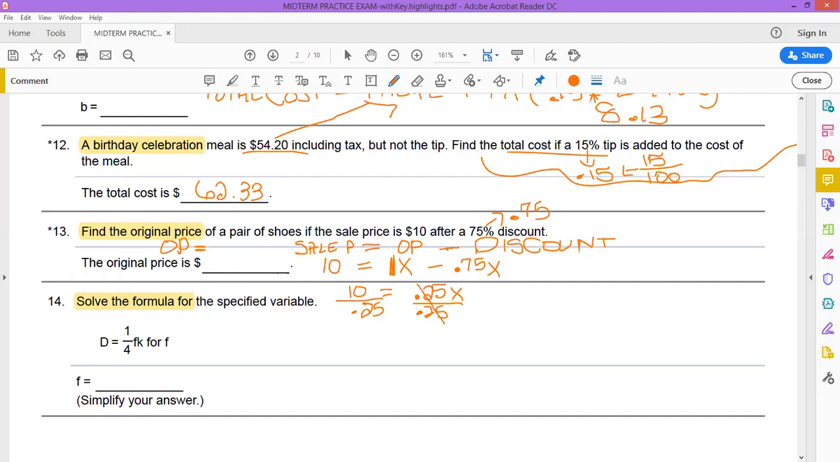0.25 will cancel on the right side of the equation. On the left, you just punch in the values that you see. You have 10, and you want to divide 10 by 0.25. And that'll give you 40. 40 is equal to x. But what does x represent? The original price. And that's what you were asked to find. So that's your answer.